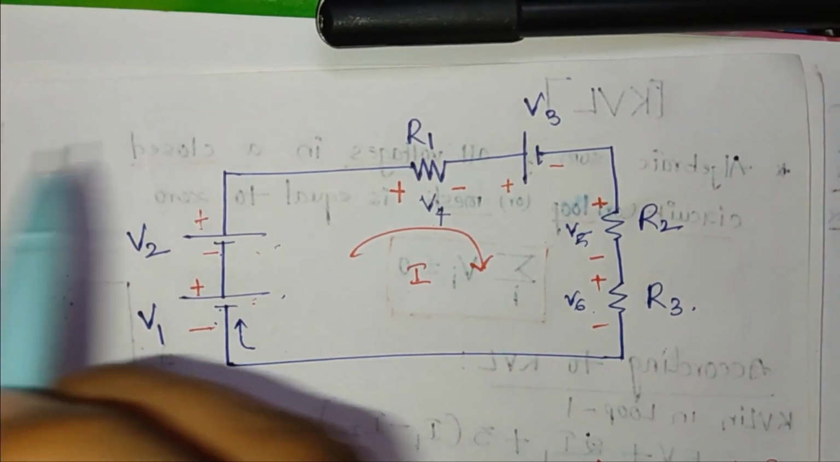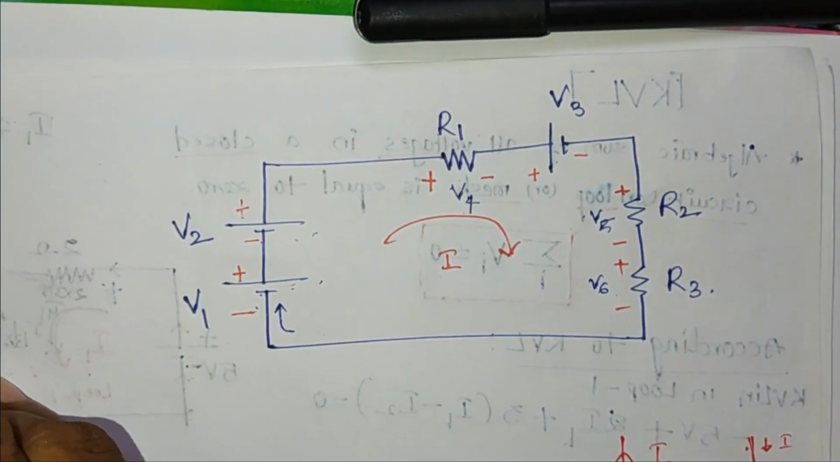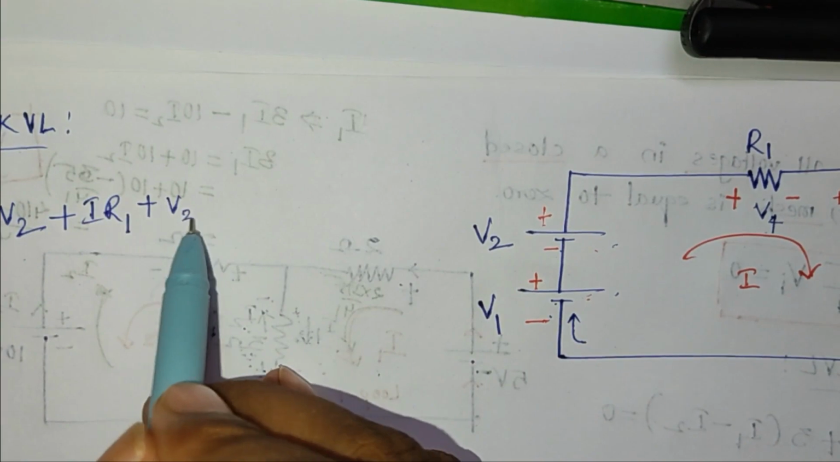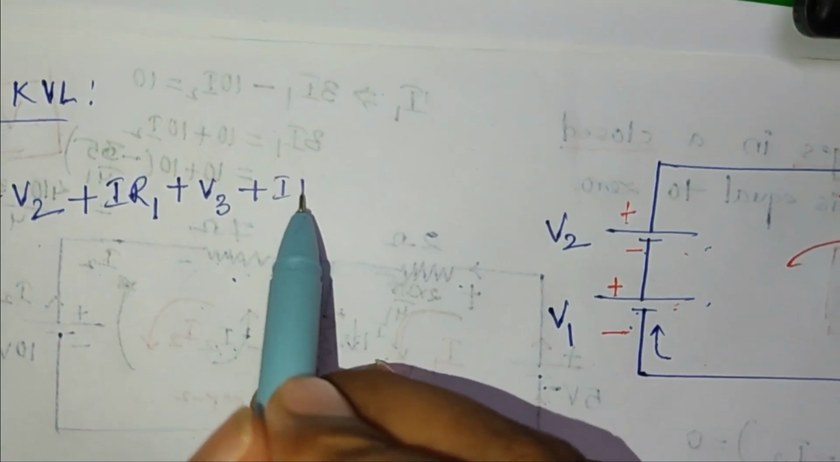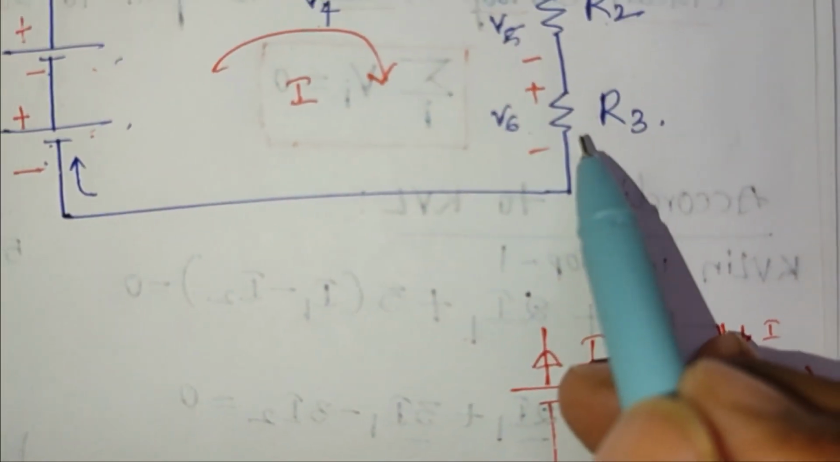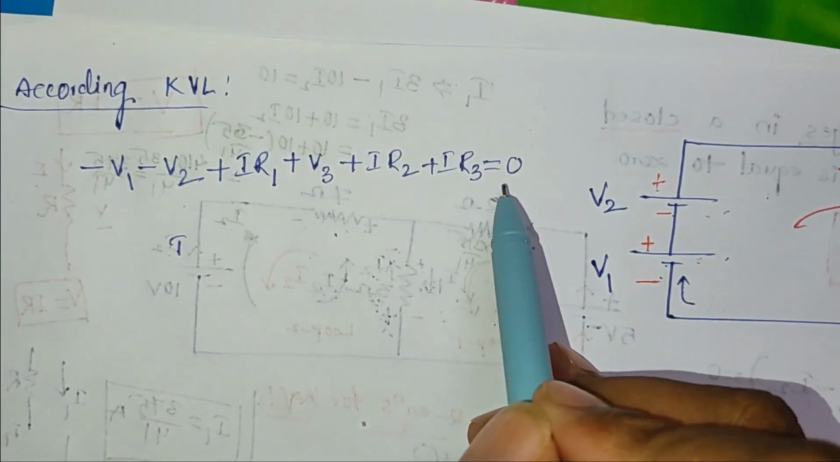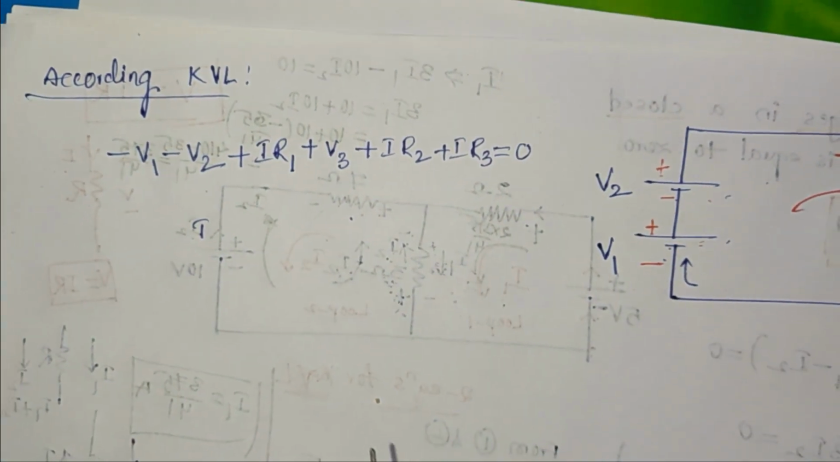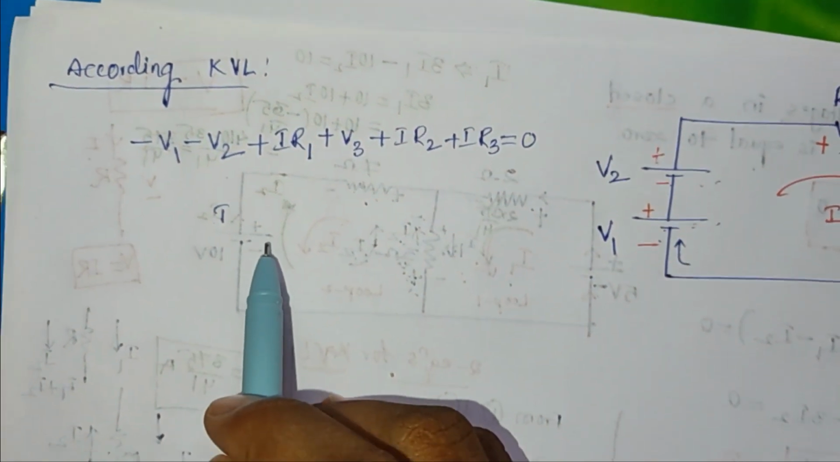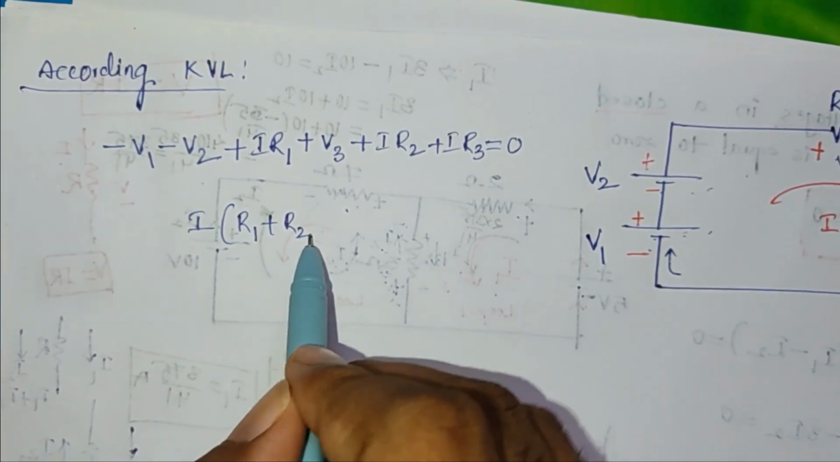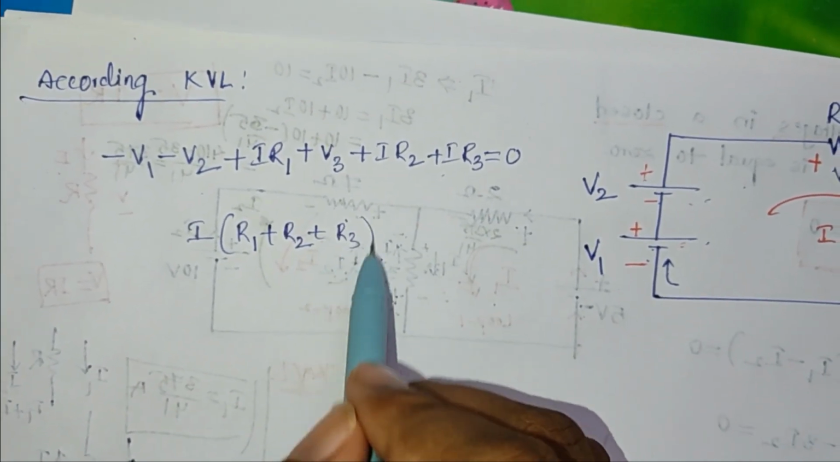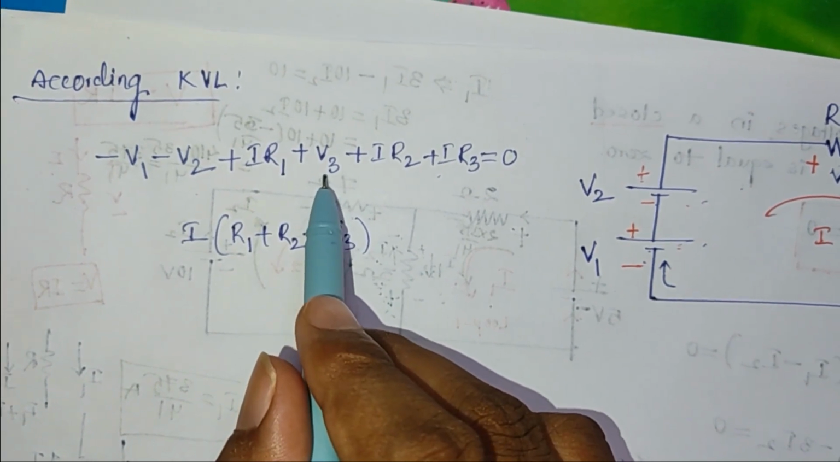So similarly, the voltage across V3 is, we are entering the plus terminal here, so that will be plus V3. Okay, so this will be plus I into R2, and here plus I into R3, that should be equal to 0 according to KVL. So let me rearrange this. Let me take I common, so that will be I times R1 plus R2 plus R3, and here what is V3?